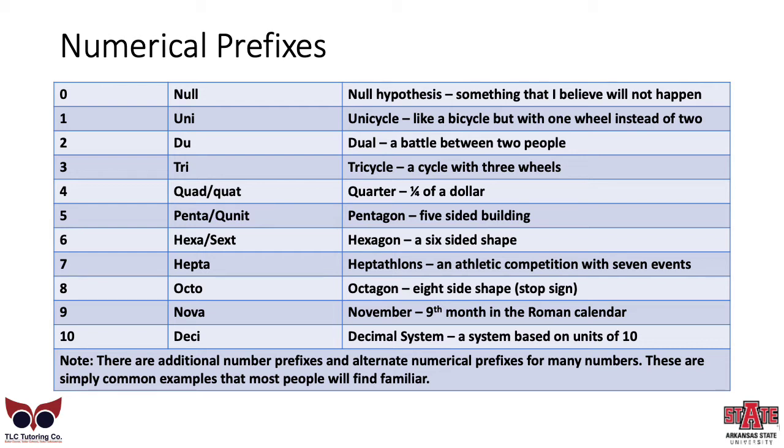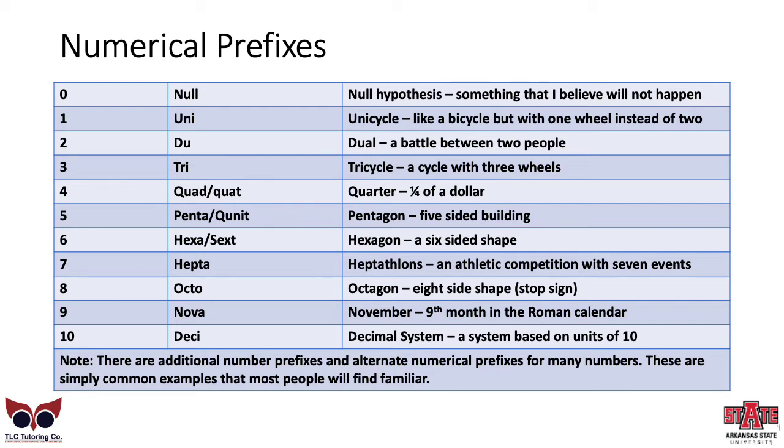4. Quad or quat. A quarter is 1/4 of a dollar. 5. Penta. The pentagon is a five-sided building. 6. Hexa. A hexagon is a six-sided shape. 7. Hepta. A heptathlon is an athletic competition with 7 events. 8. Octo. Octagon. This is an 8-sided shape like a stop sign.